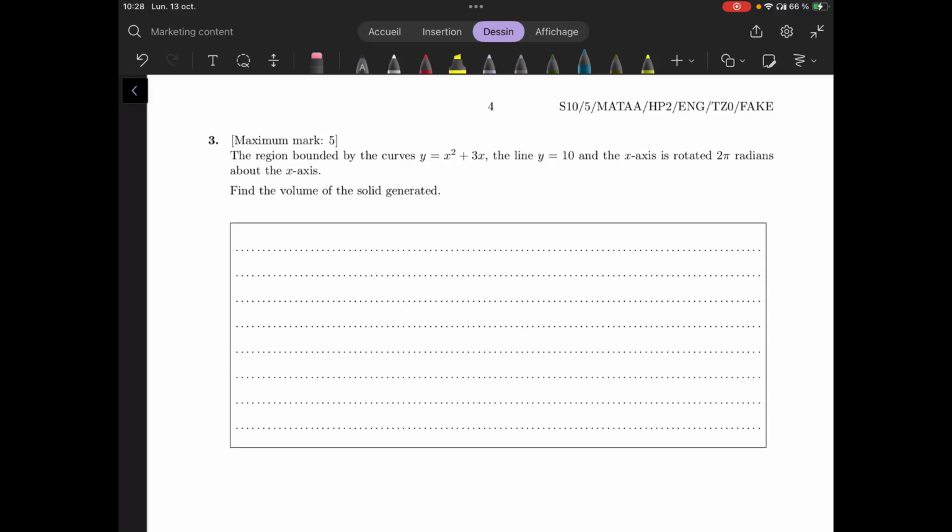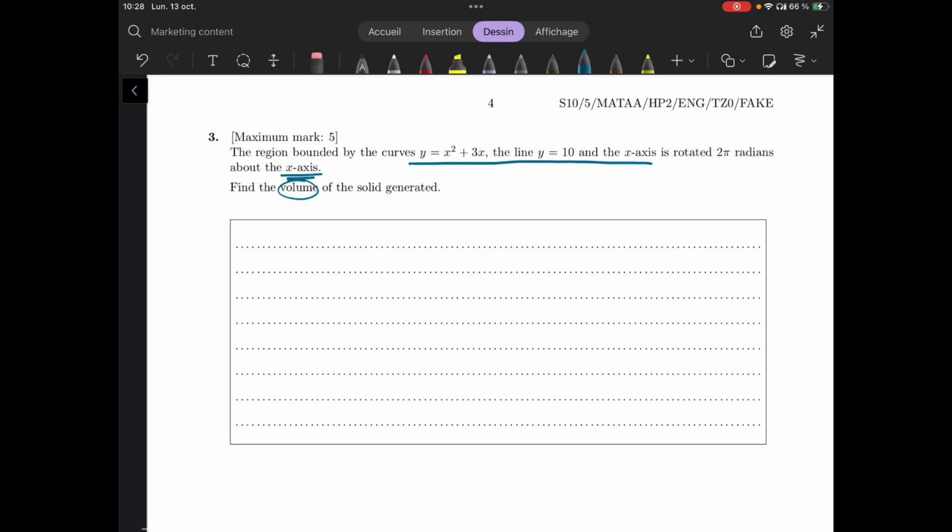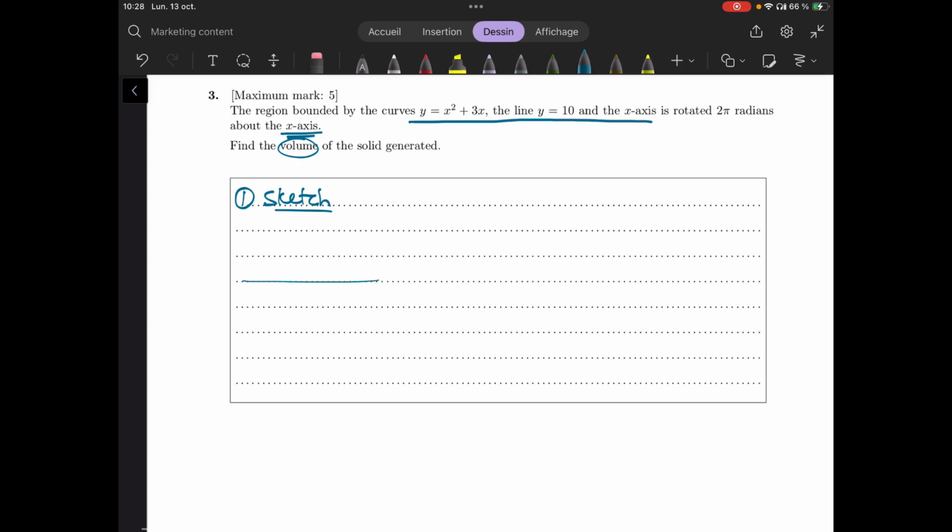This is question 3. In this question, you're asked to find the volume of a solid generated by rotating the region about the x-axis. Step 1, as always, sketch the region. It doesn't have to be super accurate, it's just for you to get an idea of the region that you're working with.